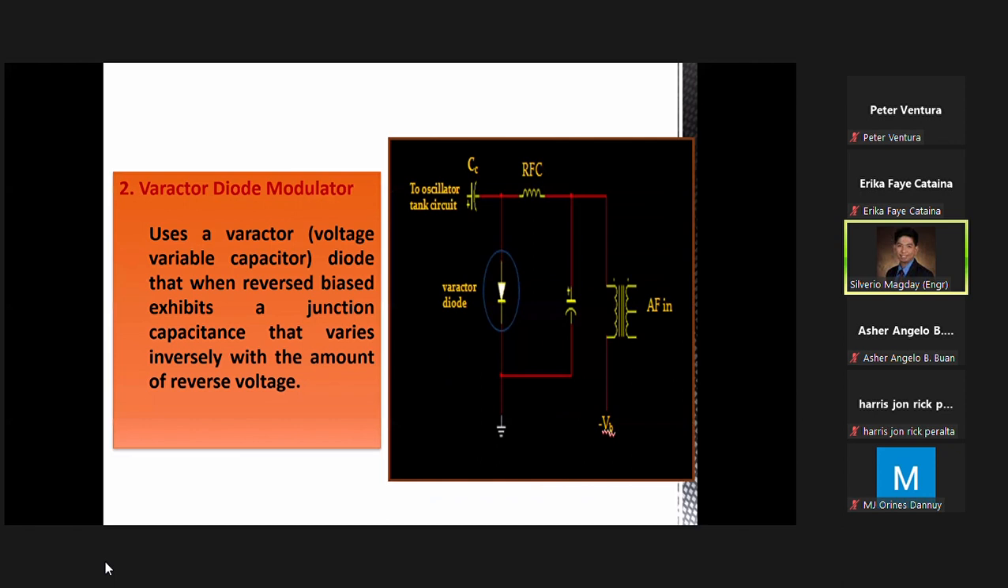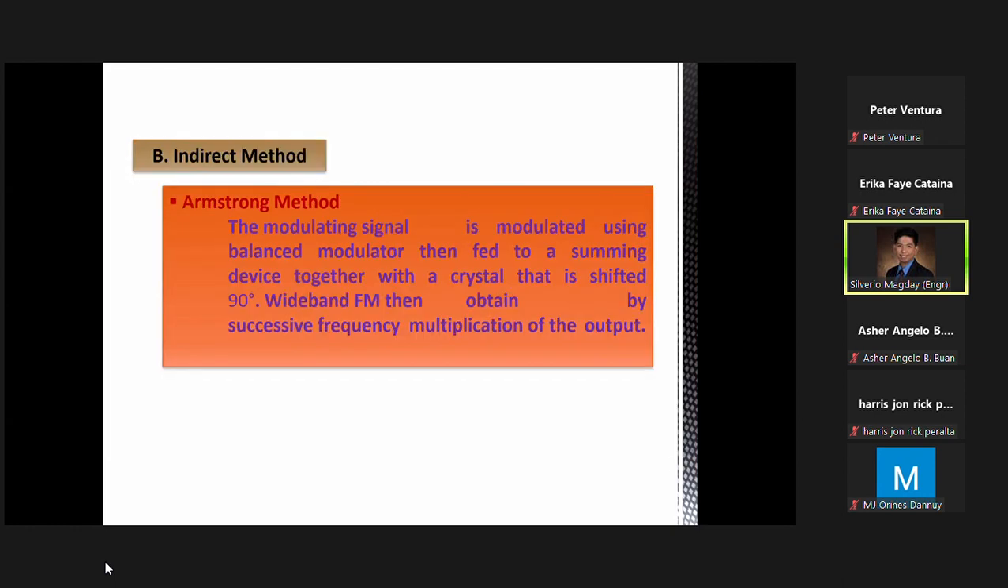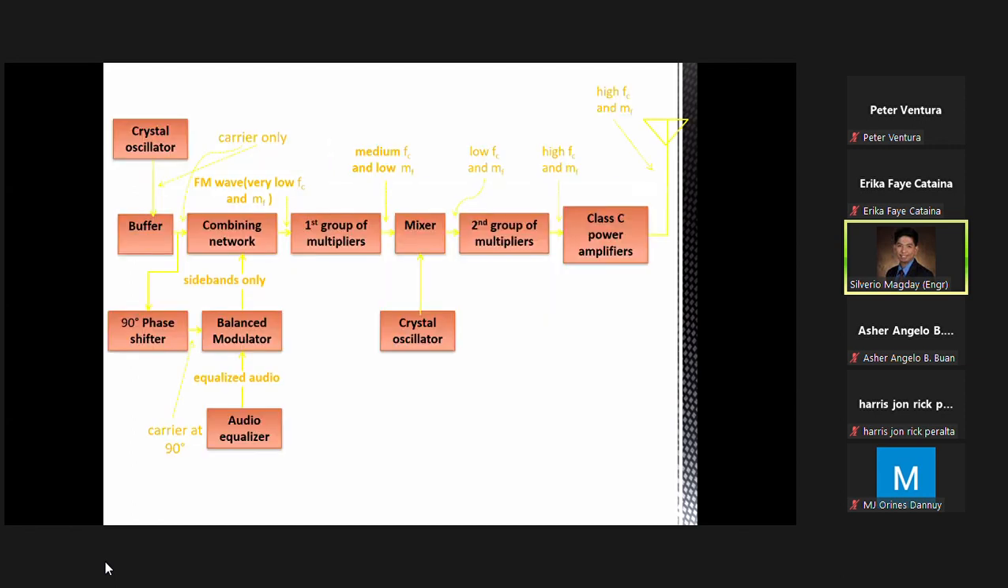A varactor diode is a voltage variable capacitor. When reverse biased, it exhibits a junction capacitance that varies inversely with the amount of reverse voltage. For the indirect method, what is used is the Armstrong method. The modulating signal is modulated using a balanced modulator, then fed into a summing device together with a crystal carrier that is shifted 90 degrees. Wideband FM is then obtained by successive frequency multiplication in the output.